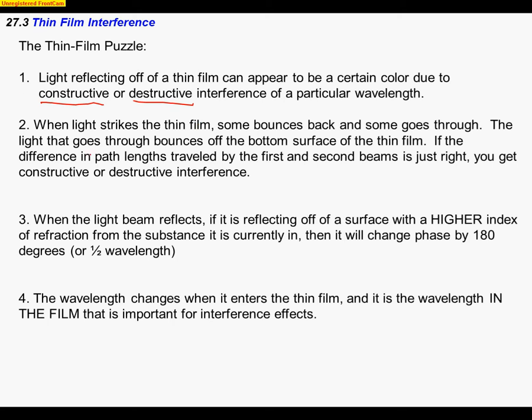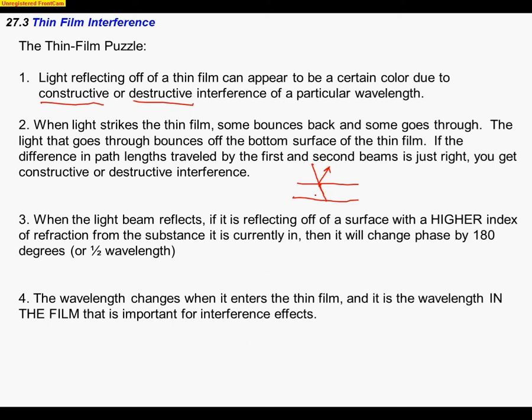So what happens is that when light strikes the thin film, some of the light bounces back and some of the light goes through. So if here's our film, a beam of light comes down and part 1 of the beam bounces back, but part 2 of the beam goes through the thin film. Just like when you look at a window, you can see outside, so you can see that some of the light is coming through the window, but you can also see your reflection. Some of the light bounces off the window.